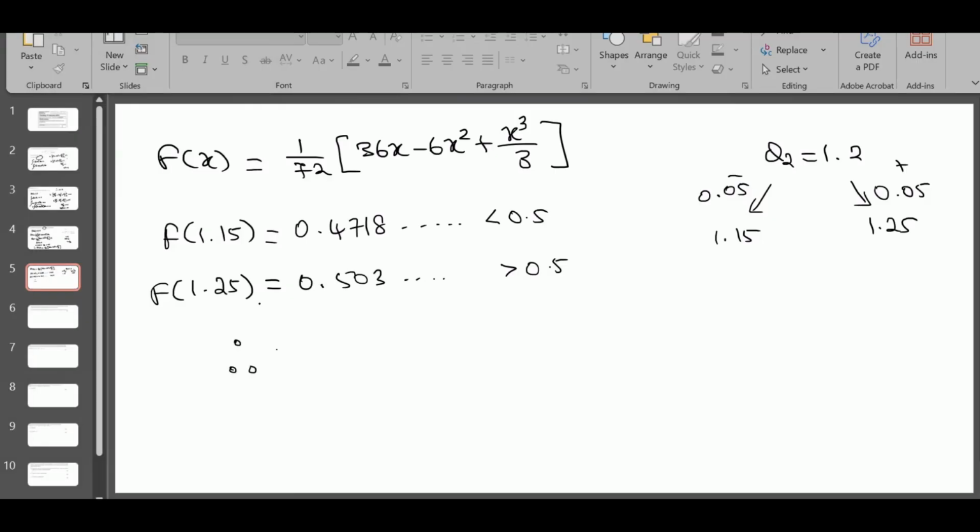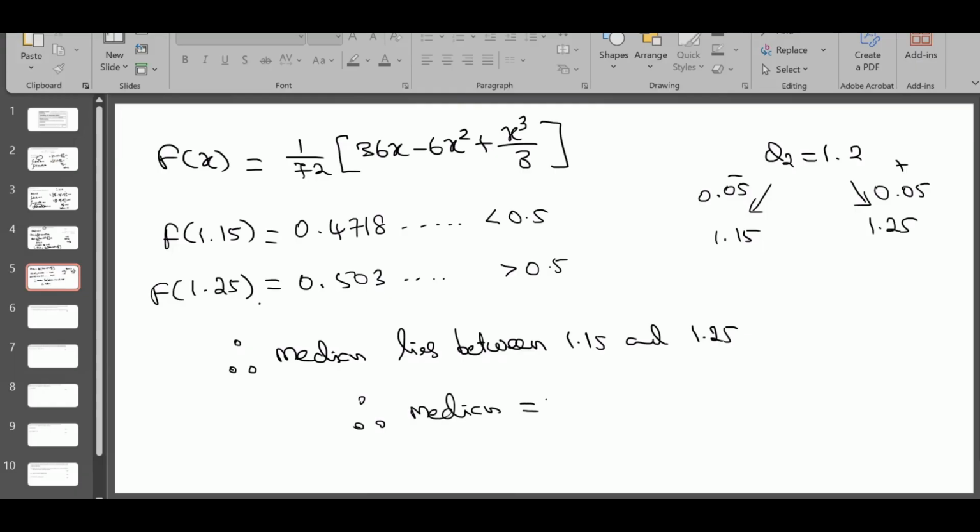Therefore you can say median lies between 1.15 and 1.25. Therefore median is equal to 1.2 to 1 dp. That's all. A lot of working for a 3-mark question actually.